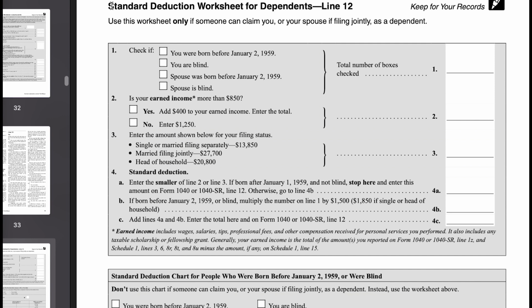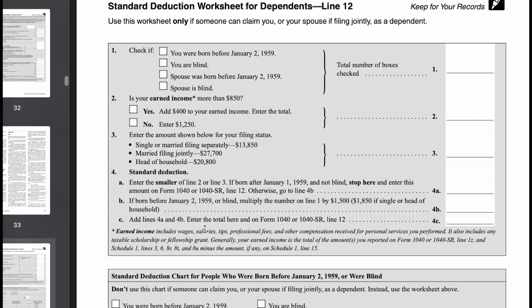So we go here, okay, we go to the calculations. So basically what line 1 is looking for is there's special things you get if you're blind or you're a senior, which our 16-year-old doesn't have. Is your earned income more than $850? So this is where you would look at the criteria and potentially add a little bit. So again, earned income, right? It didn't say gross income. It didn't say adjusted gross income. It said earned income. So you have to go here to look at what earned income is.